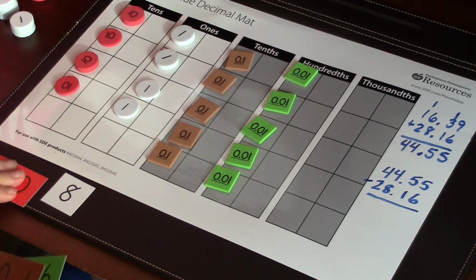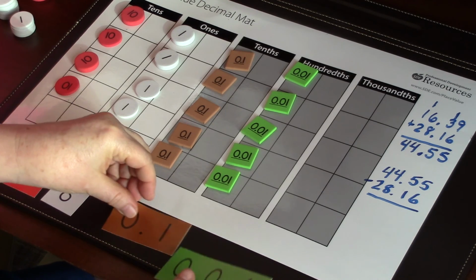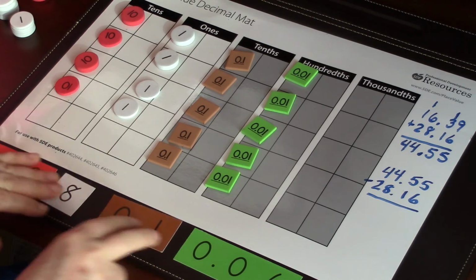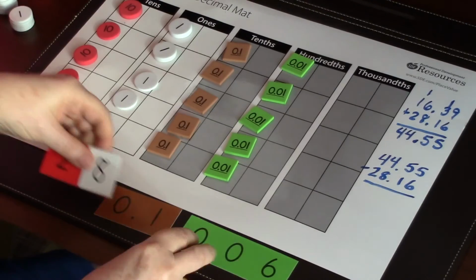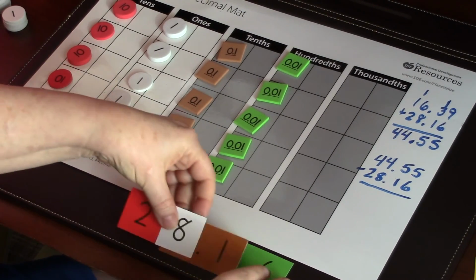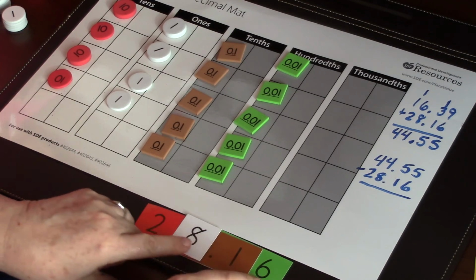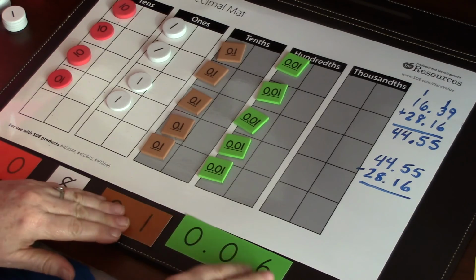So I'm using whole number strips and decimal strips, so that they can see the value in each of those places in expanded form that they're going to be subtracting. I just want to show that when they're layered, what that looks like. So the kids can see it. They see the layer, and then they can pull it apart.